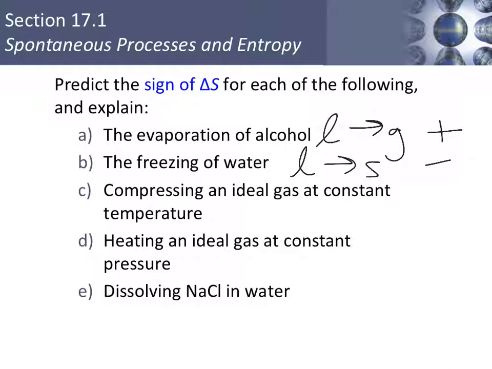Compressing a gas at a constant temperature. The gas has less space, so there's less disorder. That's a decrease in entropy with our decrease in volume. That should be a negative sign.